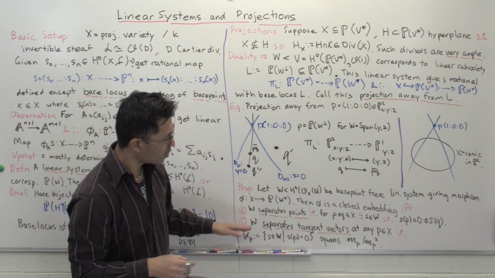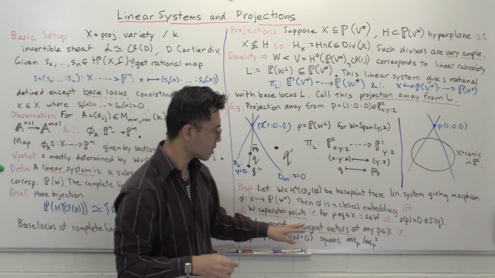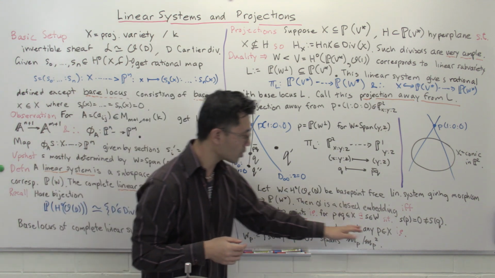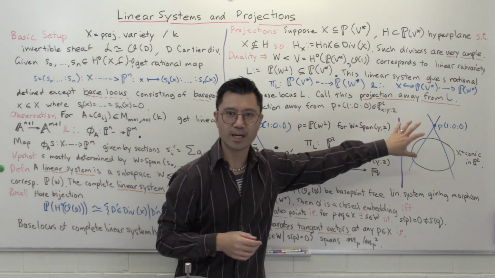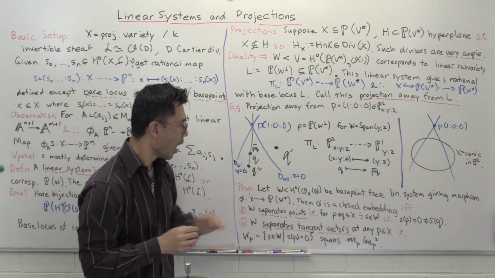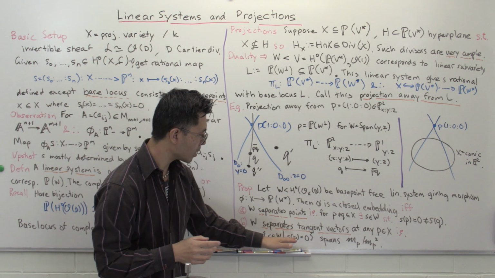Okay. So let me give you the definition for what it means for W to separate tangent vectors. That's the other criterion that you need. It's a little bit hard to describe, but maybe if you see it in an example, you'll realize it's not such a difficult thing at all. Okay, so what happens here? You want to do a similar sort of thing.